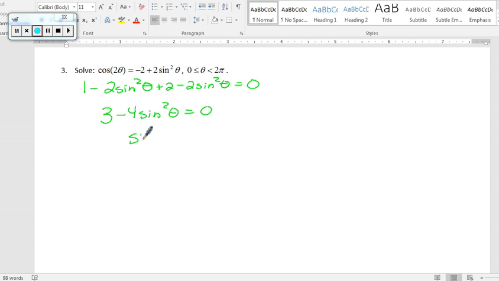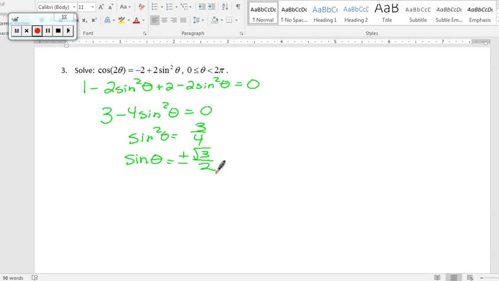Sine squared theta then would be equal to 3 over 4. And to get rid of the sine squared into just sine, we're going to take the square root, which you do to the left, we also do to the right. Remember, when square rooting, we need both the plus and the minus answer. And we wind up with plus minus root 3 over 2.